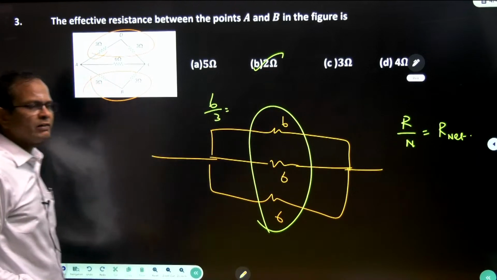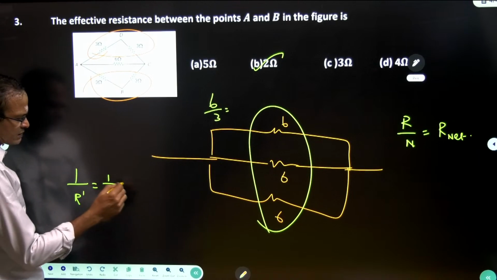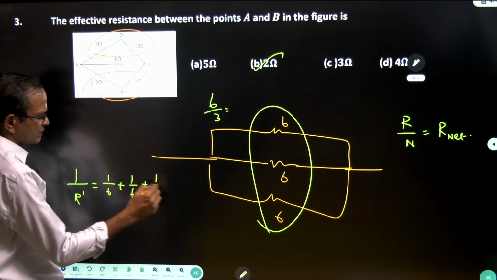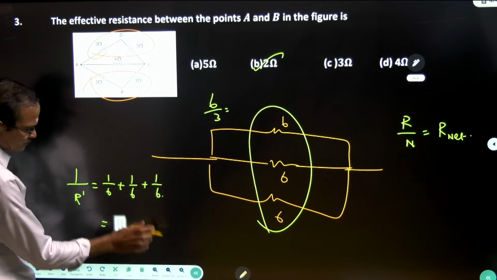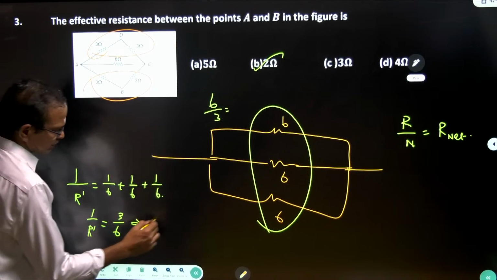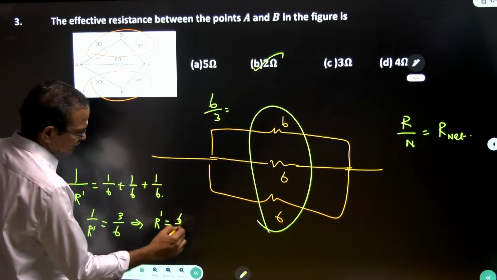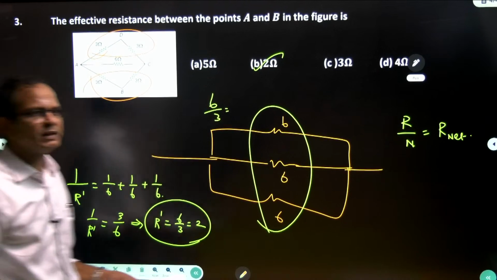No sir, I want to get convinced. Okay. 1 by R dash equal to 1 by 6 plus 1 by 6 plus 1 by 6 because it's a parallel connection. Then 3 by 6 is equal to 1 by R dash, which implies R dash equal to 6 by 3, which is 2. That's right. Getting it?